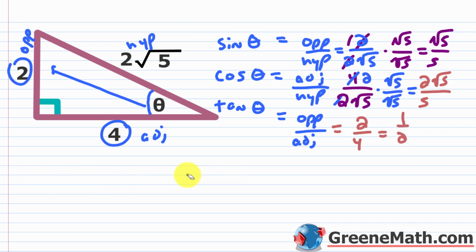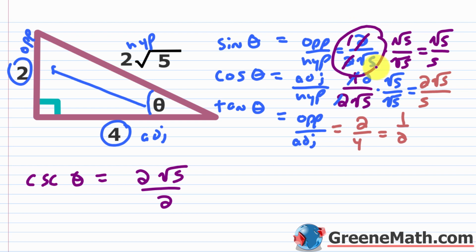So let me erase this. All right, so for the cosecant of theta, remember, that's a reciprocal of this guy, the sine of theta. So I'm going to use the one before we rationalize the denominator to make it easy. So 2 times square root of 5 over 2. I just took this guy right here and I flipped it. That's all I'm doing. You can flip this guy too, but then you have to rationalize the denominator again.